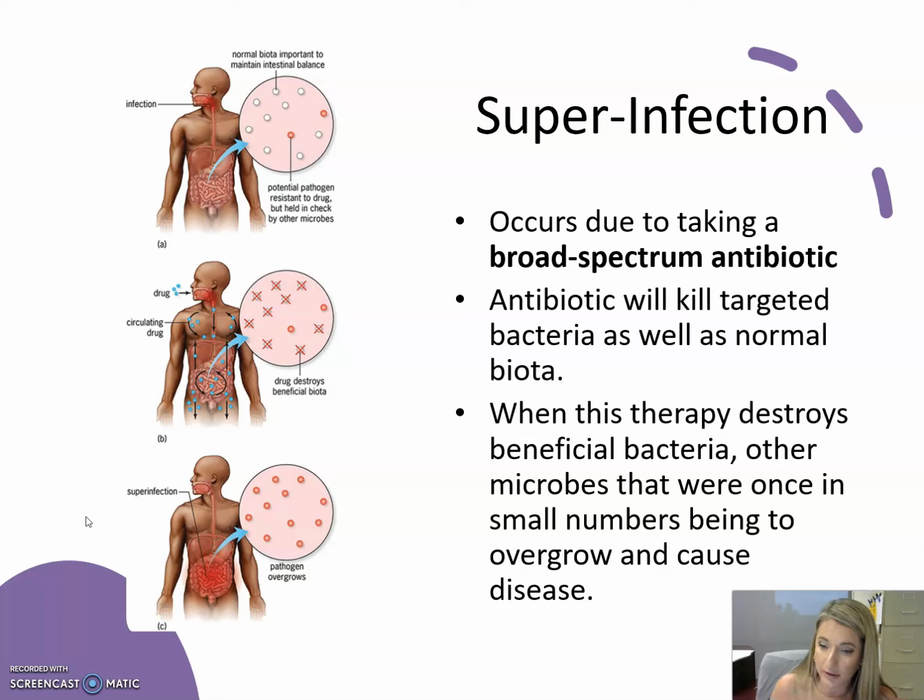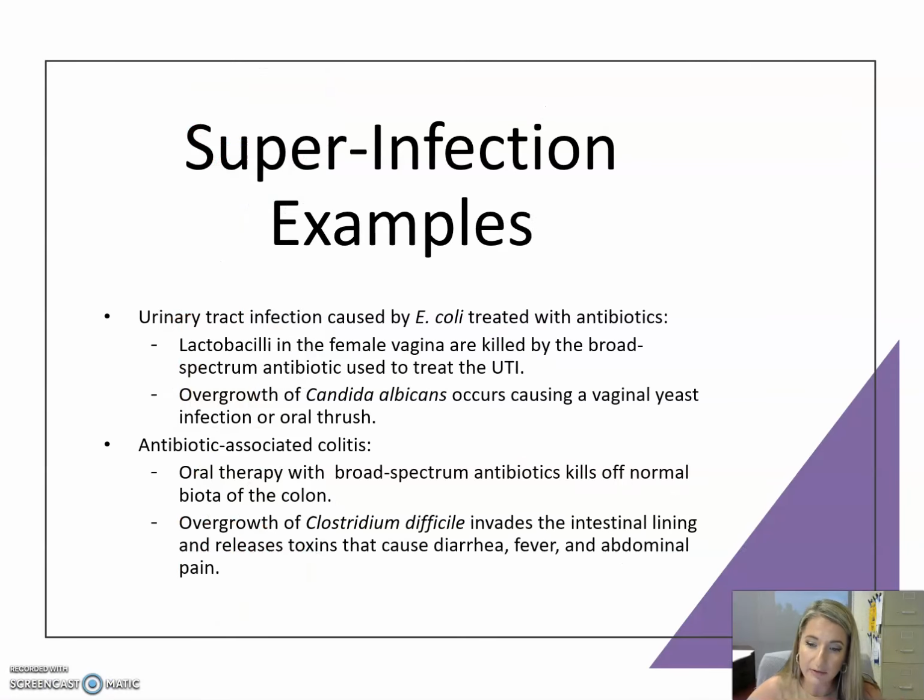So a superinfection happens after taking a broad-spectrum antibiotic and the normal biota is depleted, allowing any pathogens that were left behind to then grow out of control and cause that secondary illness. There are two common examples of superinfections that result from taking broad-spectrum antibiotics. The first being a yeast infection and the second being antibiotic-associated colitis, which we just often refer to as C. diff.